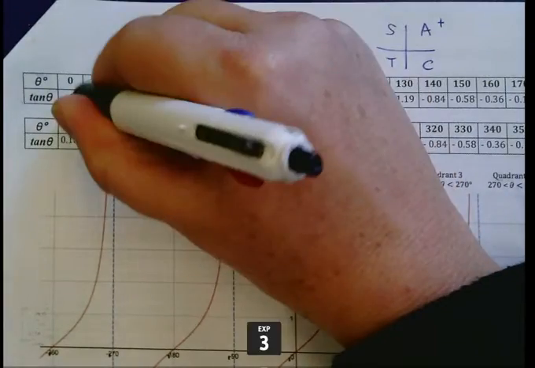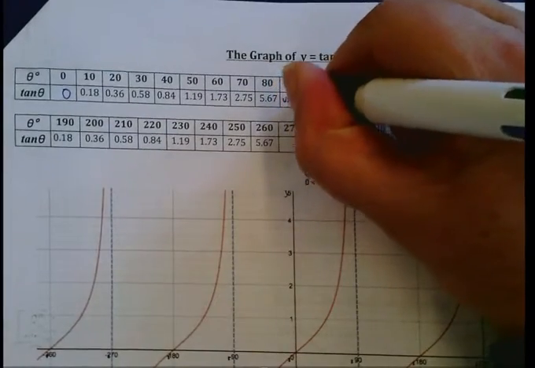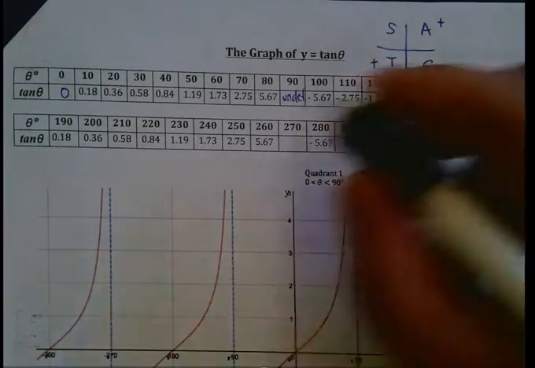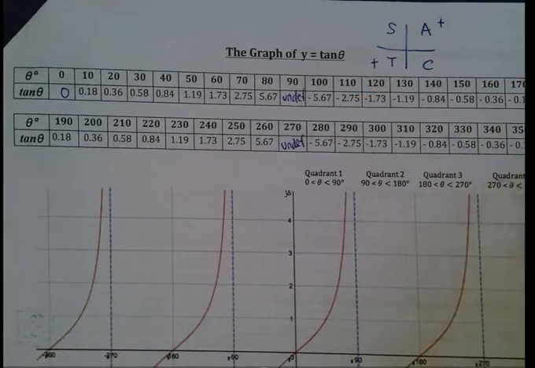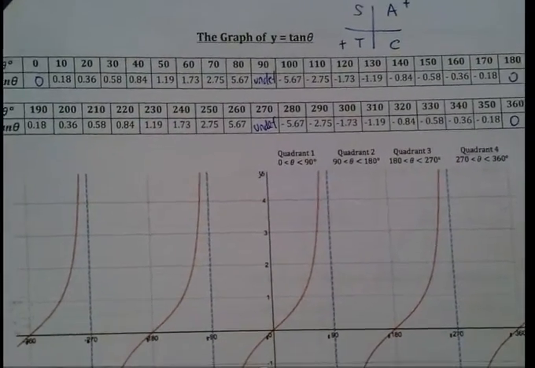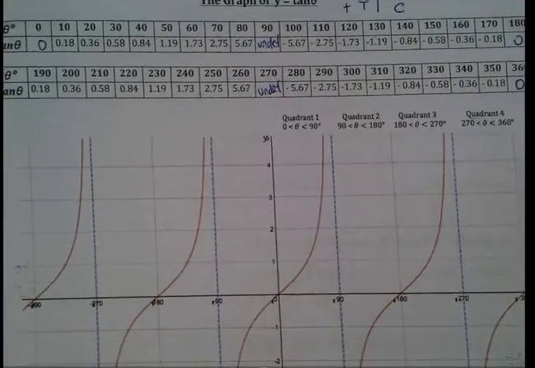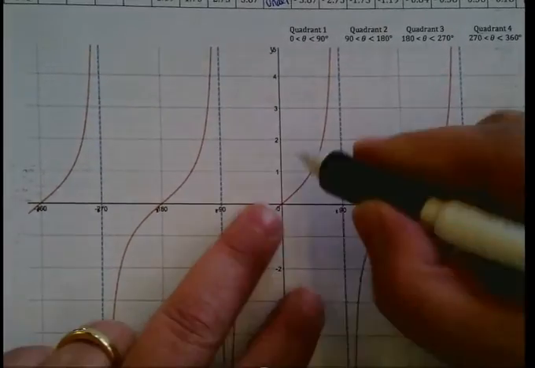0. Tan of 90. Error, undefined. So, tan of 90 is undefined. Tan of 180. Okay, tan of 270. And tan of 360. Okay, so just having a look at the results and when they're graphed, this graph does not repeat every 360 degrees. It repeats every how many degrees?